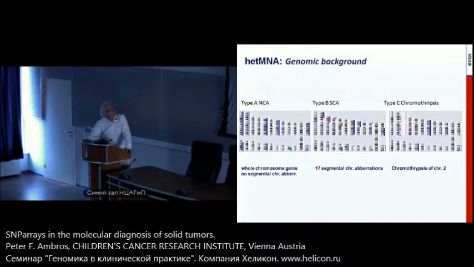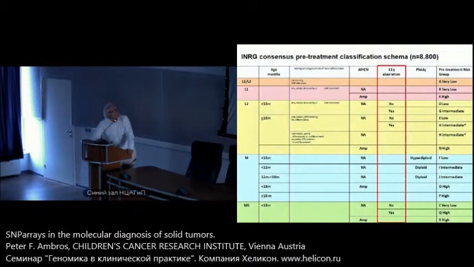We have analyzed more than 20 NMIC heterogeneous tumors so far. We find no segmental aberration, we find segmental aberration, and we find a recently described cytogenetic event, which is called chromothripsis. I will go into this a little bit later.